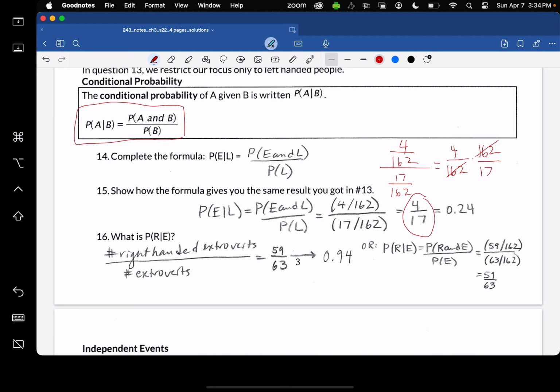Another example, what is the probability of being right-handed given that you're extroverted? So the number of extroverts goes in the denominator, and the number of right-handed extroverts goes in the numerator. 59 out of 63. This is a little bit more cumbersome, and I feel like this just makes sense. So remember that whatever the second guy is, that's the one that goes in the denominator, the number of extroverts.